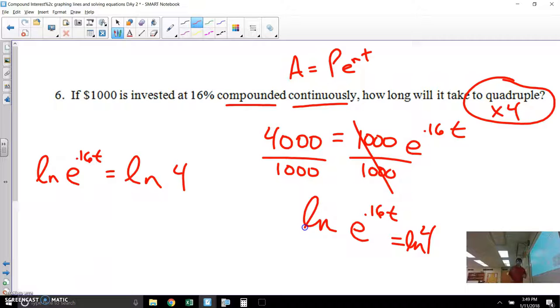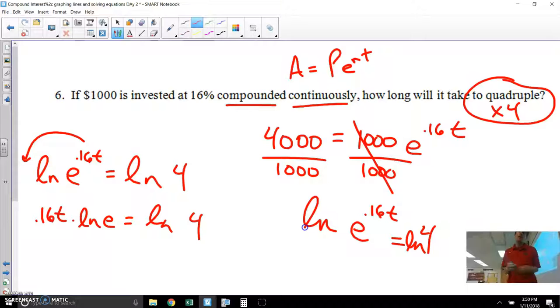Well, if you remember, there are a few rules with natural log, and there's one called the swing rule. This swings to the front if I want it to. This is like 0.16t, and now it's multiplying times natural log of e, and that equals natural log of 4, okay? So you're probably like, oh my gosh, what is he doing? All I'm doing is pre-teaching. I'm showing you something that we're going to do later, like tomorrow or next week, okay?